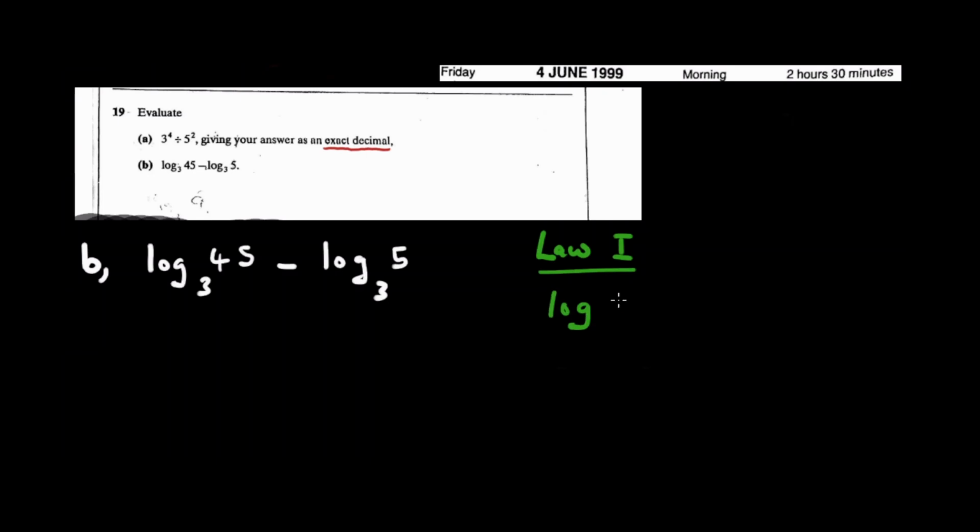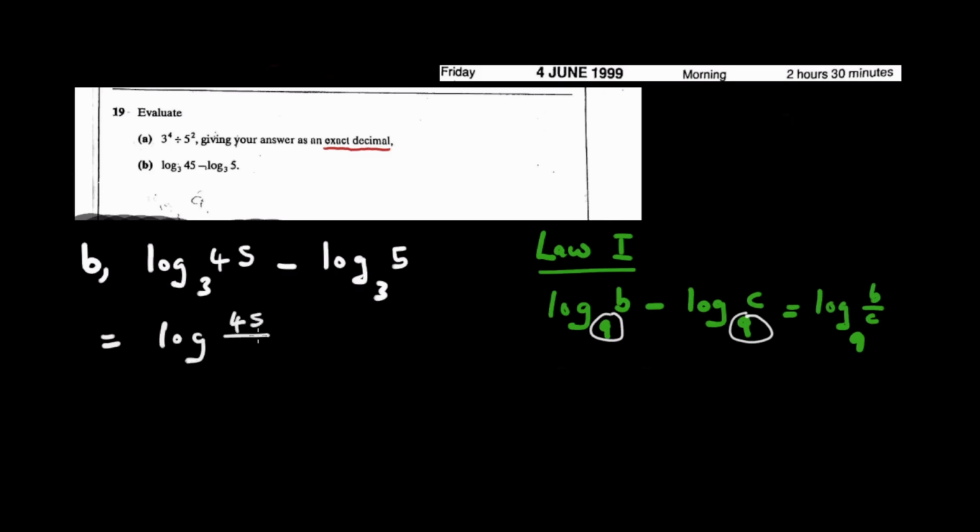If we have log b base a minus log c base a, this is equal to log of b over c base a. That is what we want to apply. It means that when we subtract our logs, if they have the same base, we are just going to be dividing b over c. Let us do it and see. So here becomes log 45 over 5 base 3.